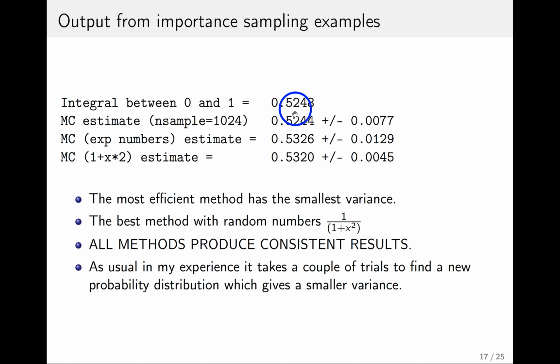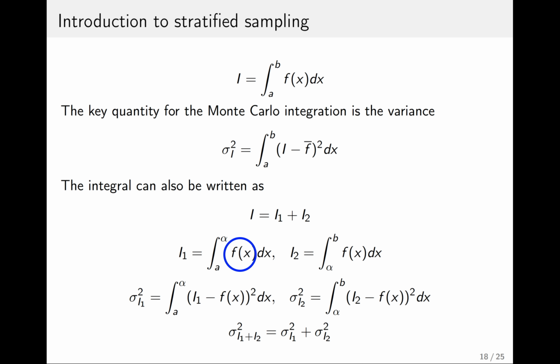And note, all these things are consistent. All these numbers should be consistent within 1 or 2, well, 3 error values, because we're just doing different methods to compute the same thing. But because this method has the smallest error, this is the way. This is the one you'd put more of your computer time into. And it's not obvious with these things. In this case, it wasn't obvious that the exponential wouldn't be better than 1 plus x squared. So there's usually some experimentation in these importance sampling examples.